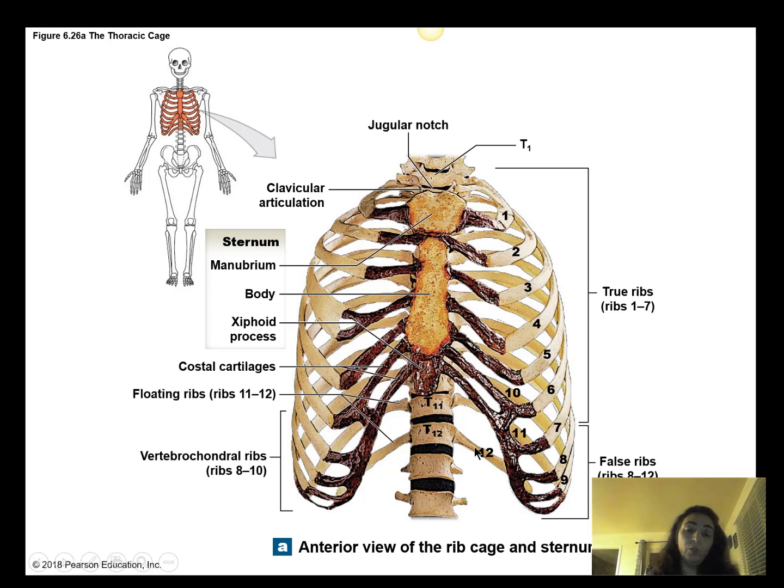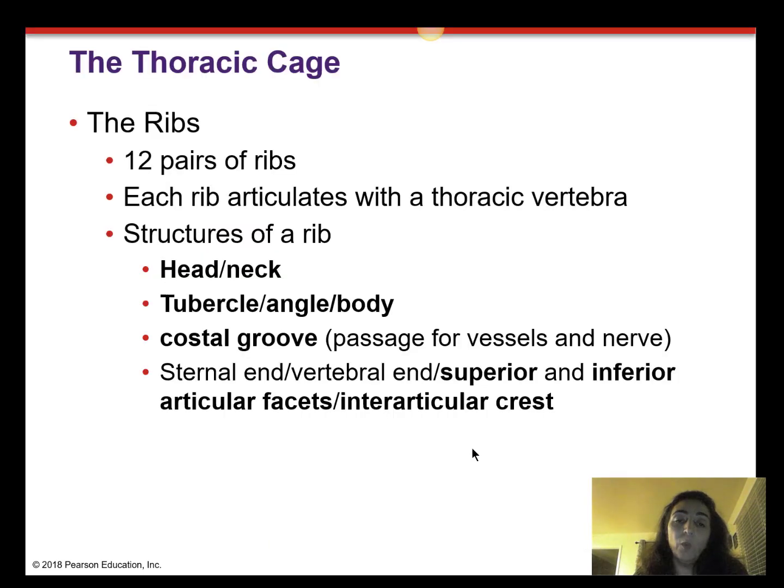So those are just vertebral ribs. So that was regarding their ribs and their classification. Now let's go over the structure of one rib to see what it has. We said that there are 12 pairs of ribs, and each rib articulates with the thoracic vertebra.